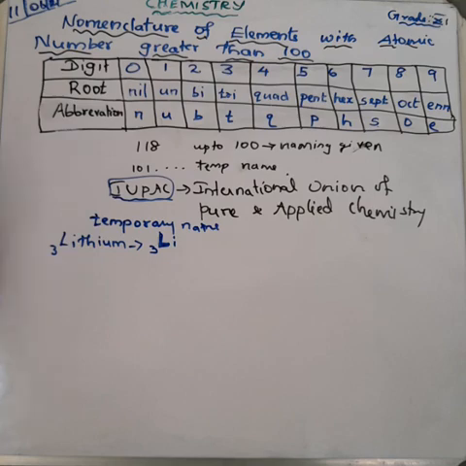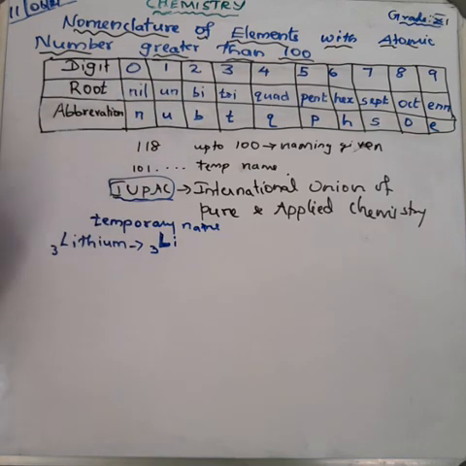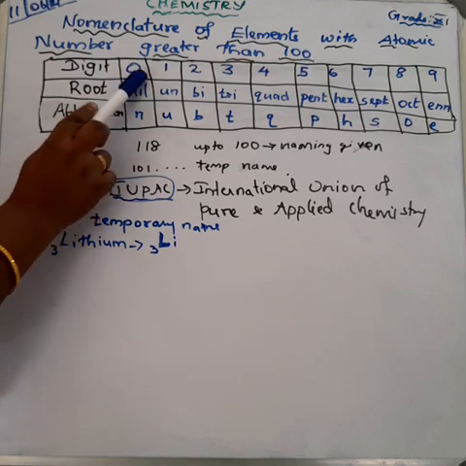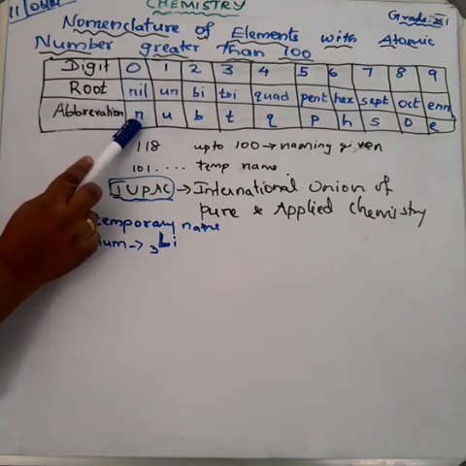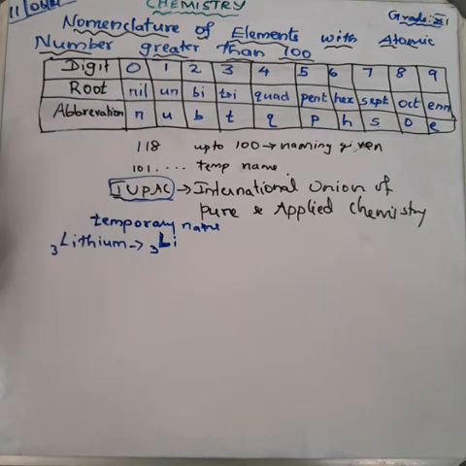So we can write the symbol for the temporary name of those elements. For the symbol, an abbreviation is given. So digit 0 means the numerical root nil. What is the abbreviation? The first letter, n. We take it as the abbreviation.